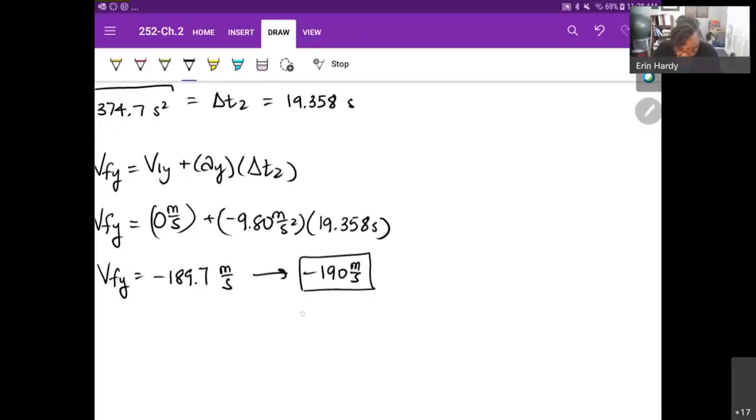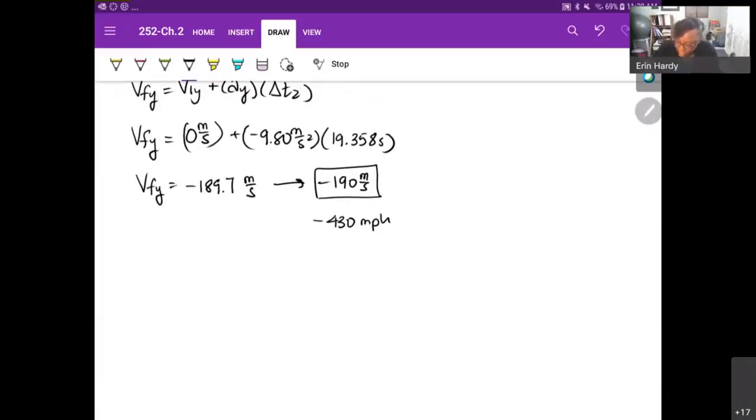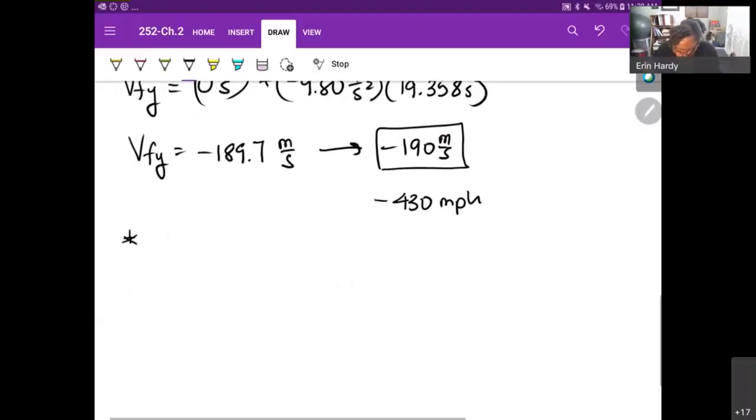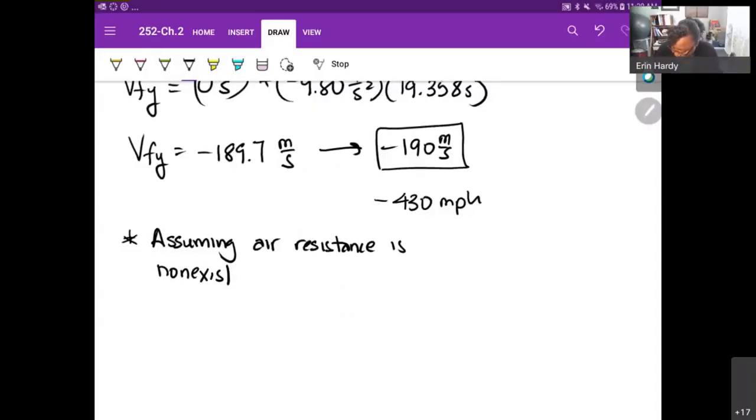Another point I want to make here. So this is about negative 425, so we'll say 430 miles per hour. But we're making a real big assumption here. We're assuming that air resistance does not matter. So this is an idealized result. Assuming air resistance is negligible, or let's just say non-existent, the rock could reach this speed.